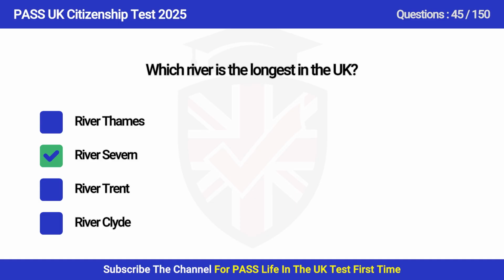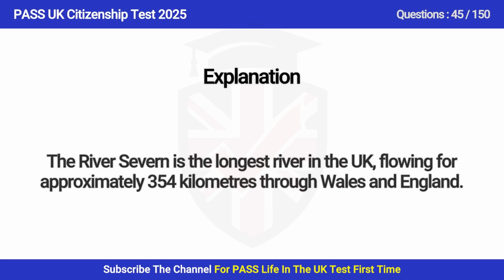Answer is B. River Severn. The River Severn is the longest river in the UK, flowing for approximately 354 kilometers through Wales and England.